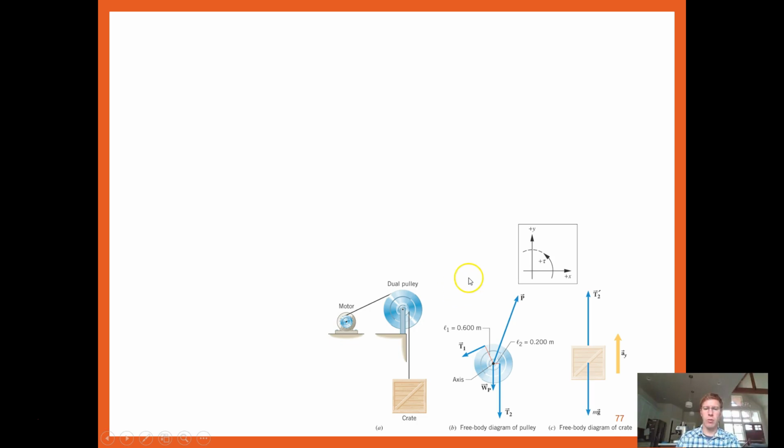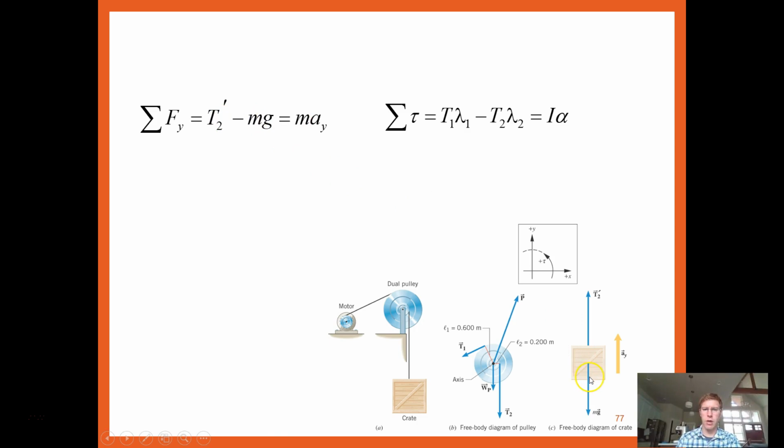To solve this problem, I want to do sum of the torques on my wheel or pulley and sum of the forces on my crate. Since the pulley's not moving, the sum of the forces is going to be 0 in all directions, but the sum of the torques is going to equal I times alpha. For my crate, it's not rotating, so the sum of the torque is 0, but the sum of the forces will be equal to ma since it's accelerating. So starting with the crate, sum of the forces equals ma, so you have T2 minus mg equals ma, where this m represents the mass of the crate.